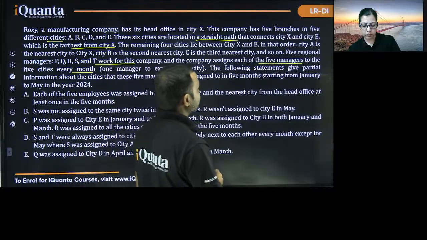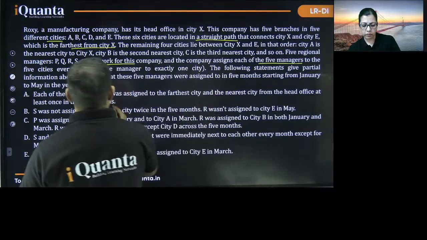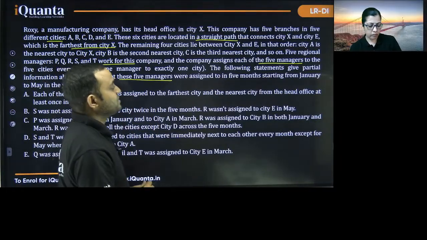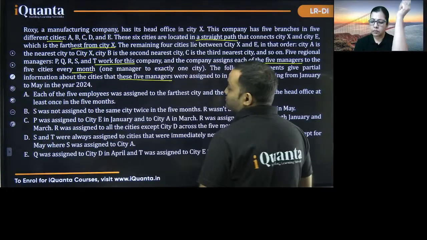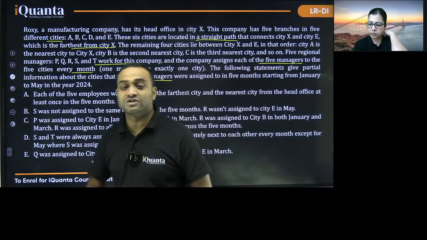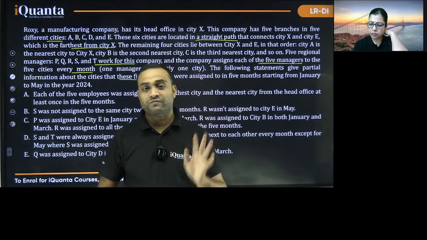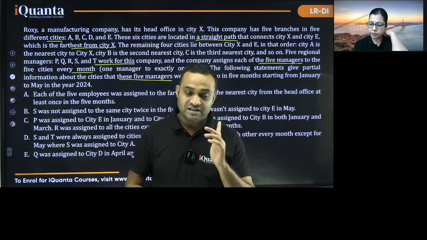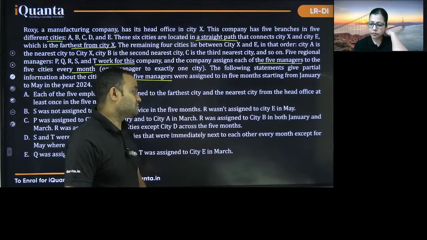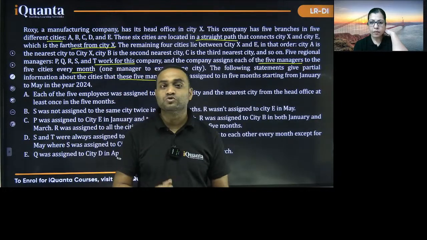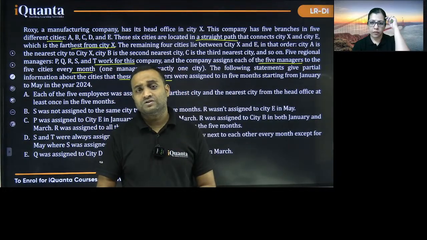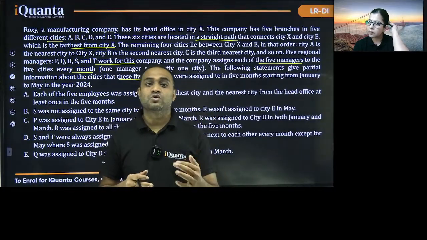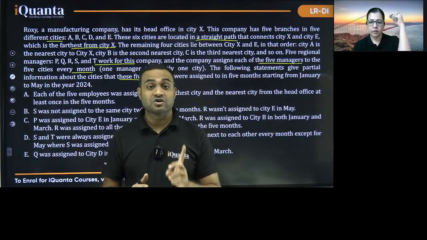The following statements give partial information about the cities that these 5 managers were assigned to in 5 months, starting from January to May in the year 2024. 5 people, 5 months, 5 cities, right? So definitely a distribution set, and different from the usual distribution set where it works like Sudoku, where all the values in each column and each row are different. It's not like that.